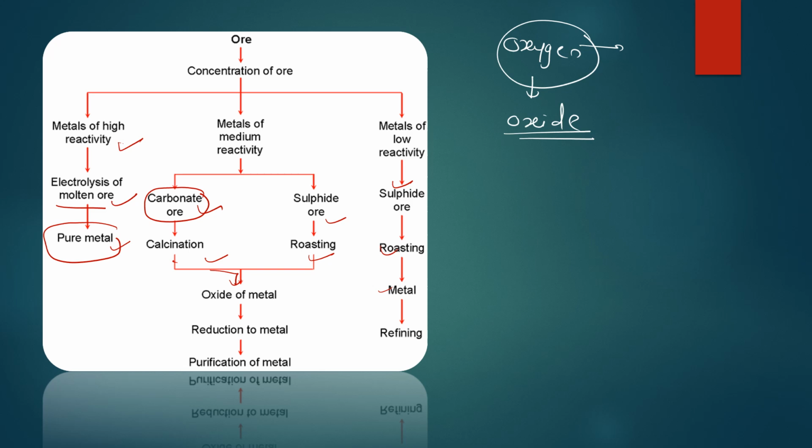This is the process. Then if you take the sulfide form of the ore, you have to do the roasting method and then go for the next method. But when you have the low reactivity metals, you follow this method: sulfide ore, then roasting, then metal, then refining.